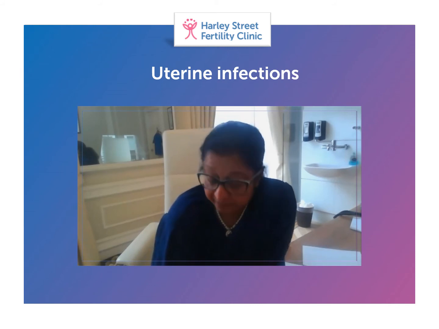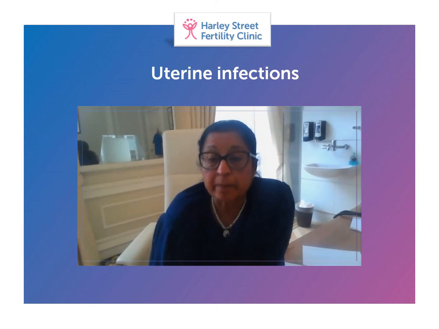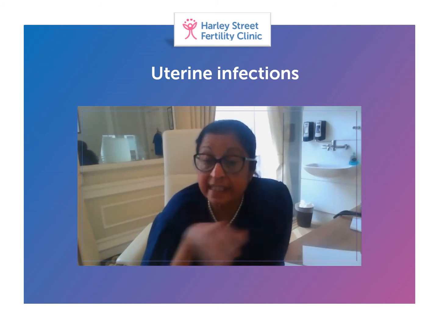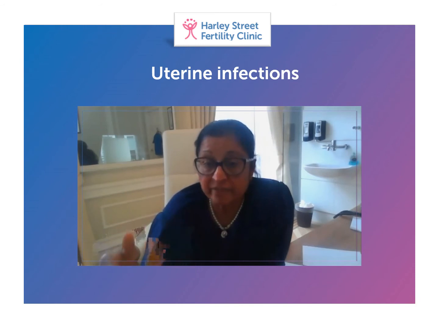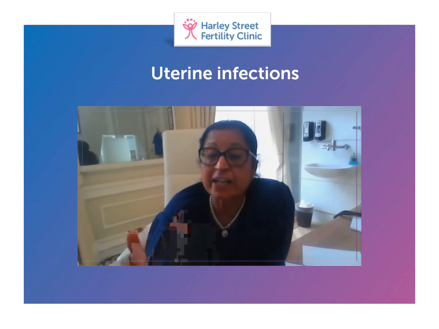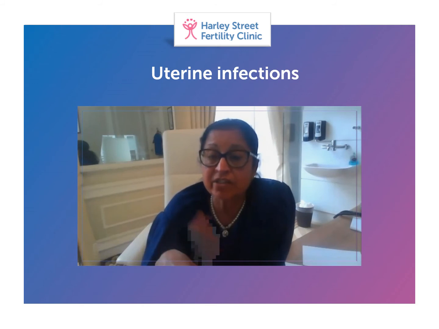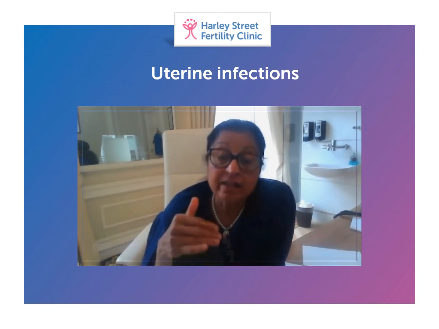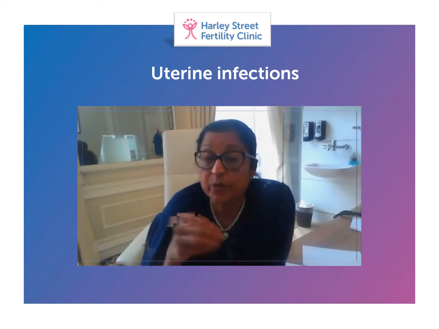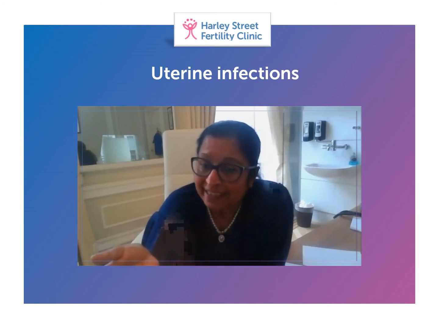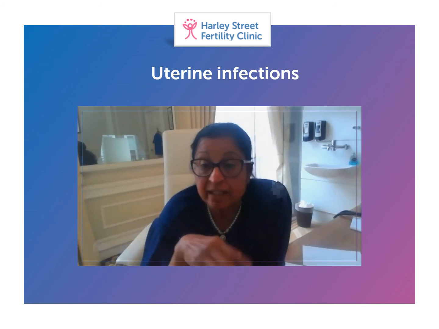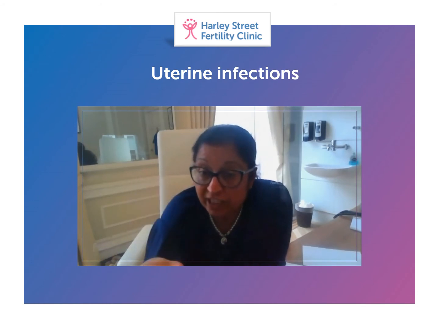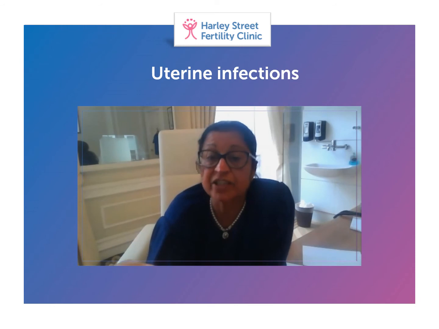Then we can treat the infection or the pathogenic bacteria with appropriate antibiotics and clear the infection, followed by probiotic treatment vaginally. Therefore, we give lactobacillus to increase the concentration of lactobacillus in the vagina and uterus, which will improve the implantation and reduce the risk of miscarriage. So this is as far as the uterine environment. One is structural abnormality, the other one is infection.